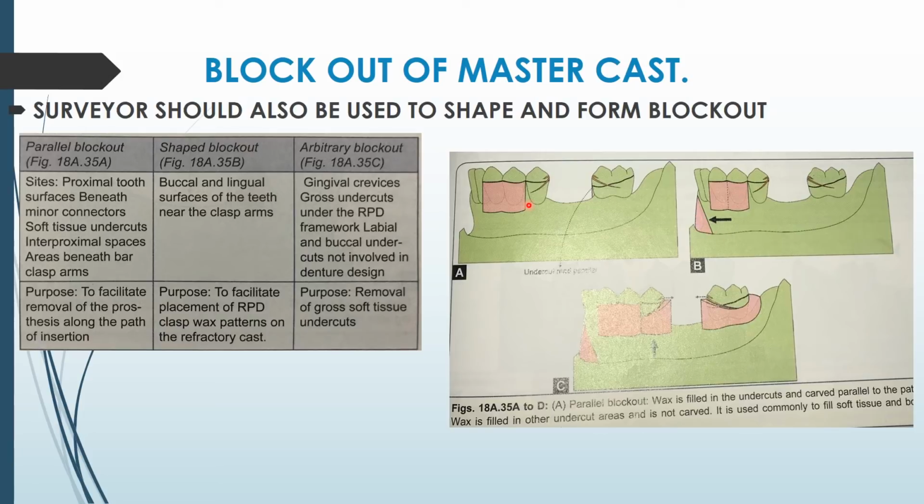Over here, the first one which we have seen was the parallel one, which is used to facilitate the removal of the prosthesis. So this is the blocking out of the cast. These are the steps which are done in surveying when you are fabricating an RPD.